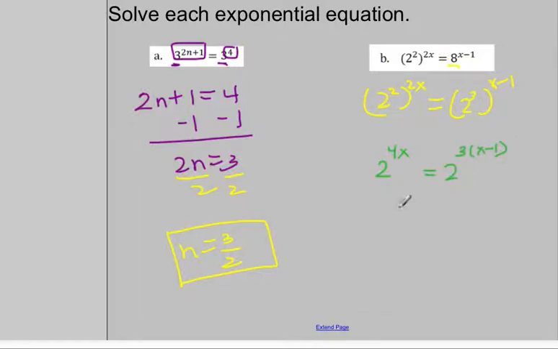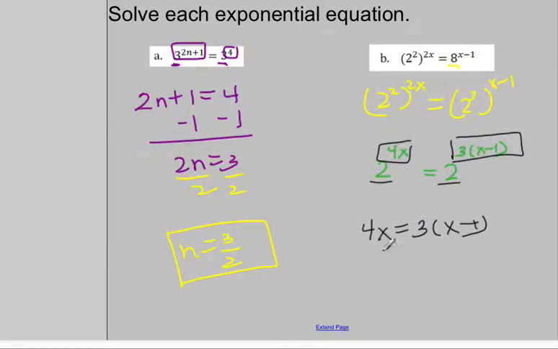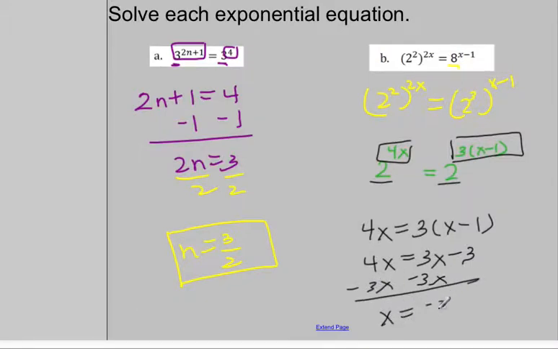Once again, my bases are the same, so now I can set my exponents equal to each other. So 4x is equal to 3x minus 1. I would distribute the 3, so I would have 3x minus 3. Now I would solve. I would subtract 3x from this side. So x is equal to negative 3. And there is the correct answer.